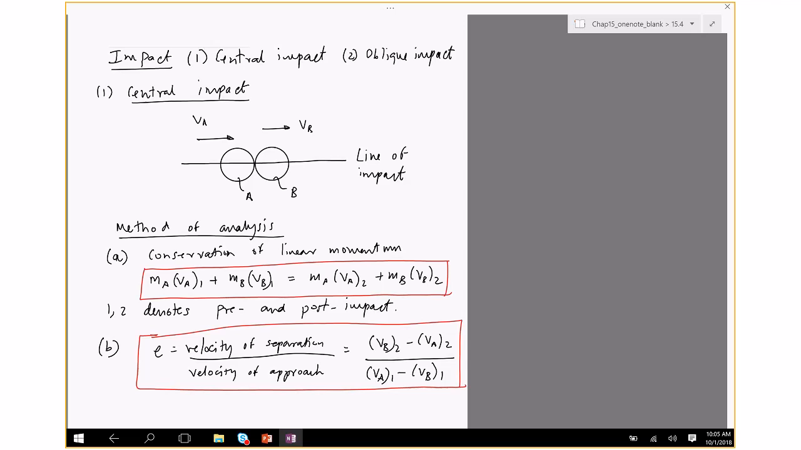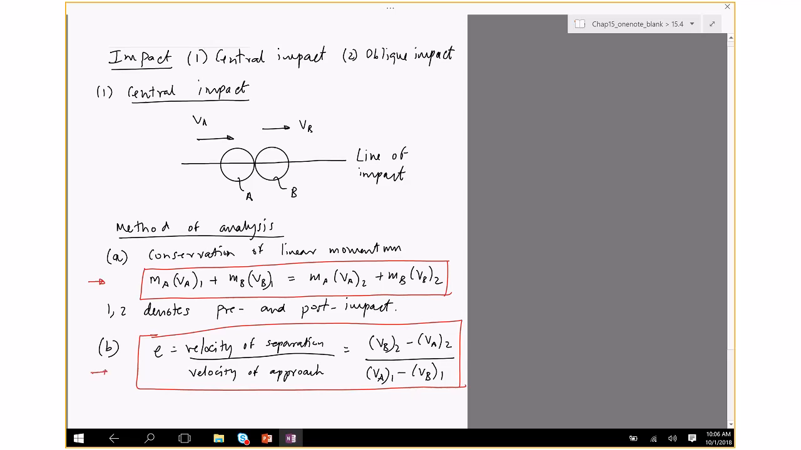Okay, and to analyze motion, typically we know the speeds of those two spheres before impact. We'll call them VA1 and VB1. We're interested in finding what happens after impact. So VA2 and VB2 are unknowns. And since there are two unknowns, we need two equations to solve the problem. So one equation comes from conservation of linear momentum, what we covered last time.